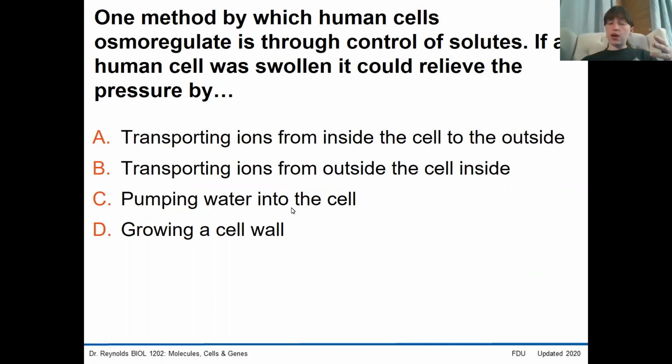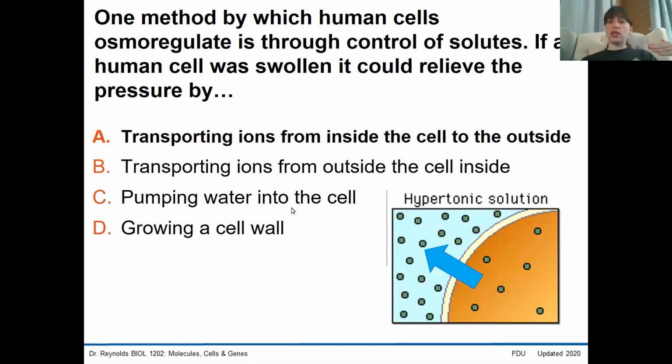So the paramecium that we discussed osmoregulated by moving water, but our cells don't have contractile vacuoles. They regulate by pumping solutes across their membrane, ions being pumped out, which we're going to talk about in a moment. If a human cell was swollen, it could relieve the pressure by transporting ions from inside of the cell out. By doing so, some of that free water will be taken up in the formation of hydration shells from these solutes, which were now pushed out.